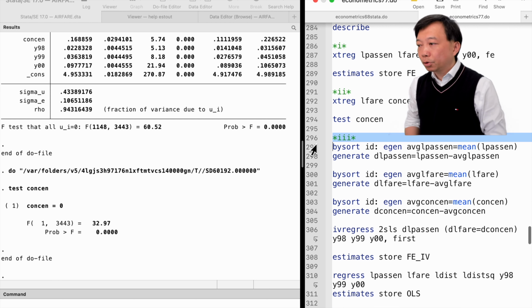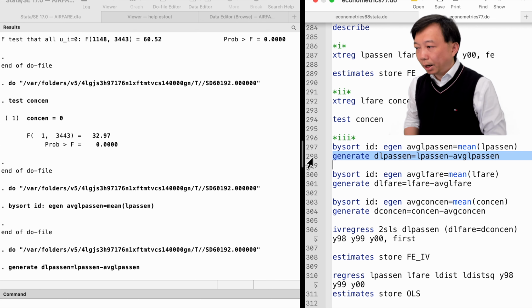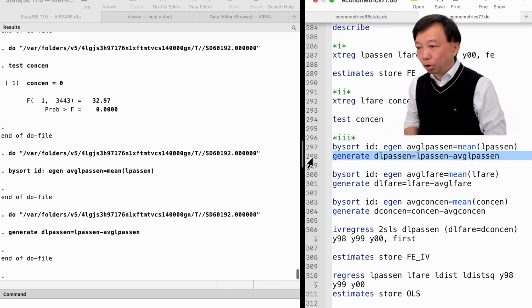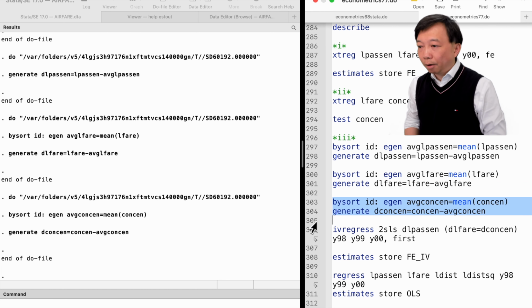We use the by sort command in Stata to compute the sample averages of the variables within airline routes over time. Then we subtract the means from each observation. It is the fixed effects within transformation. The fixed effects a_i will be removed after the transformation.